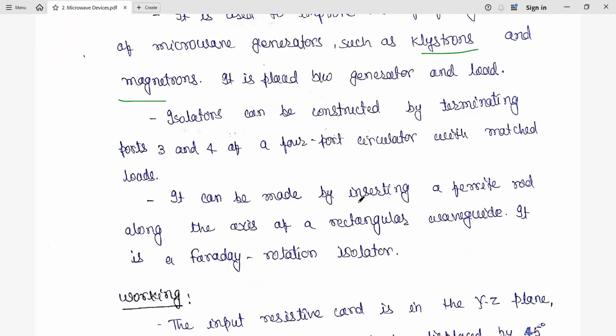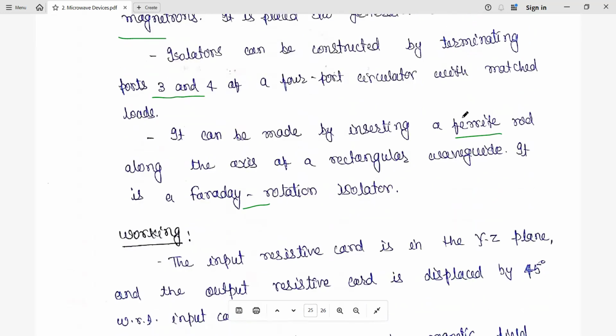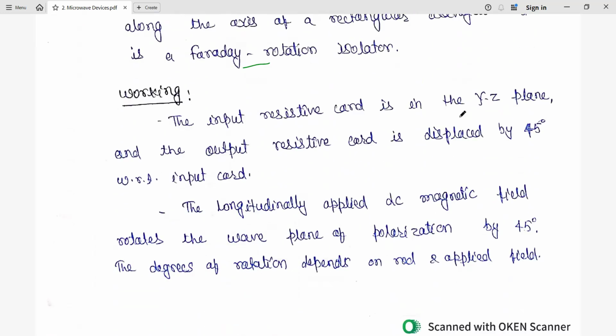How are we going to construct the isolators? You can construct the isolators by using circulators also, by terminating port 3 and 4. Since only 2 ports are required here, port 3 and 4 can be terminated with proper matched loads. Other thing is that we have to use the ferrite rods in between along the axis of rectangular waveguides. That is based upon the principle of Faraday rotation that we have seen when it is placed in the DC magnetic fields. So now we can see how it is going to work if you use the ferrite materials.